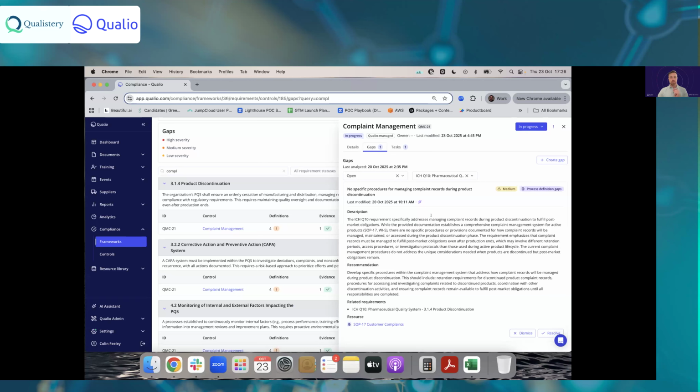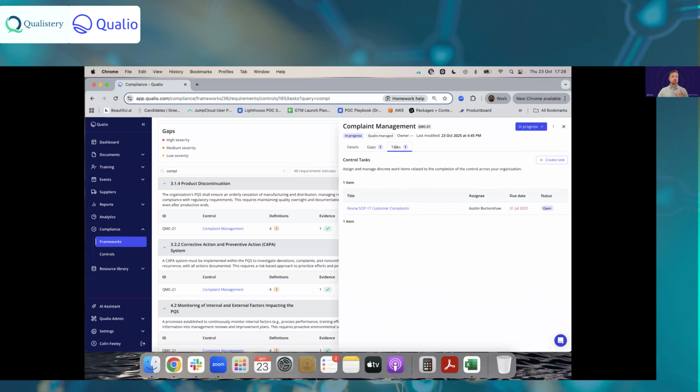ICH Q10 specifically addresses managing complaint records during product discontinuation, something that 9001 doesn't care about and we didn't have in our process. So it's recommending that we put in something for that. So now we have an idea of what we need to do to get our complaints management in line with ICH Q10. And we can manage that via tasks directly in here without spreadsheets, without project management tools.